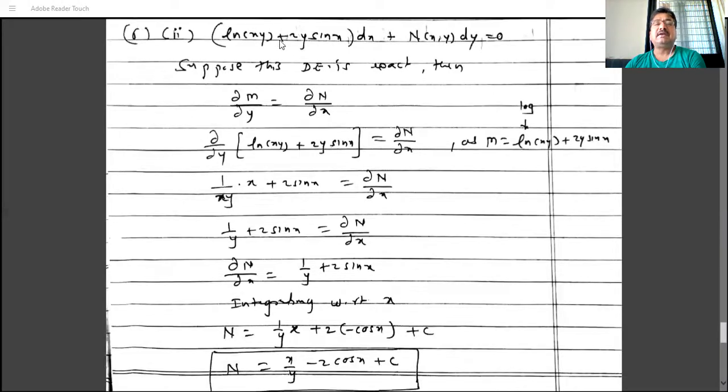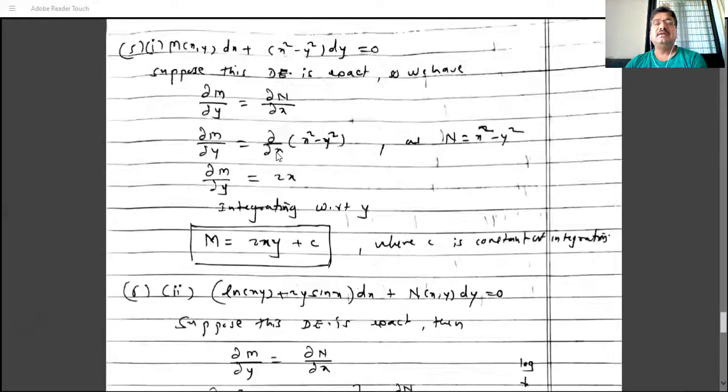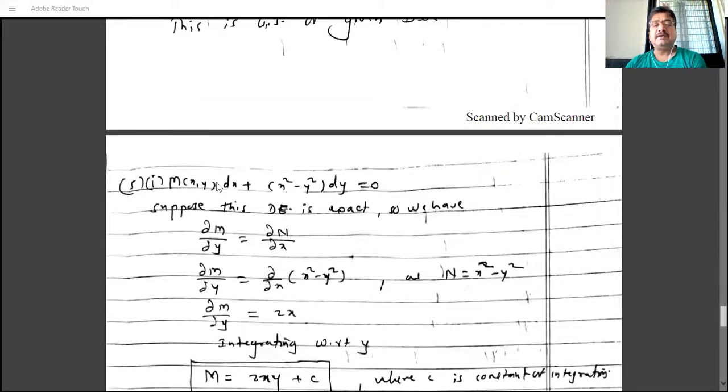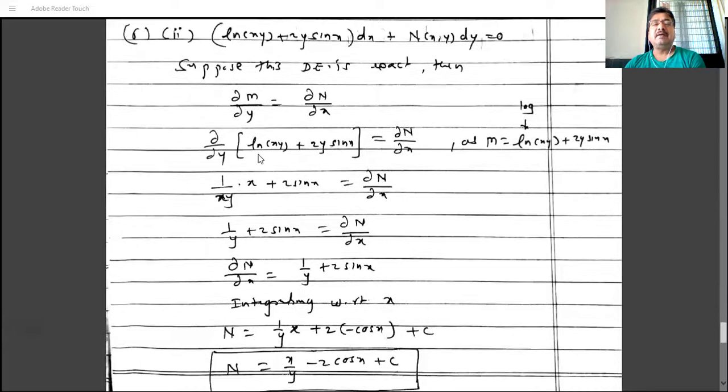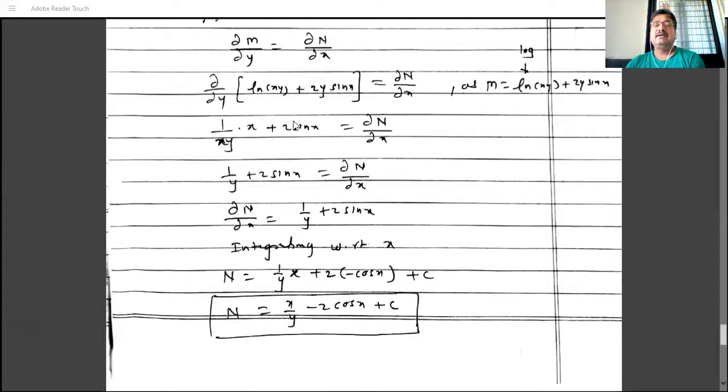Now M is given. In the previous problem N was given and we had to find M; here M is given and we have to find N. So ∂M/∂y, with M as given, is ∂/∂y of (ln xy + 2y sin x), which is equal to ∂N/∂x. Here ln means log.